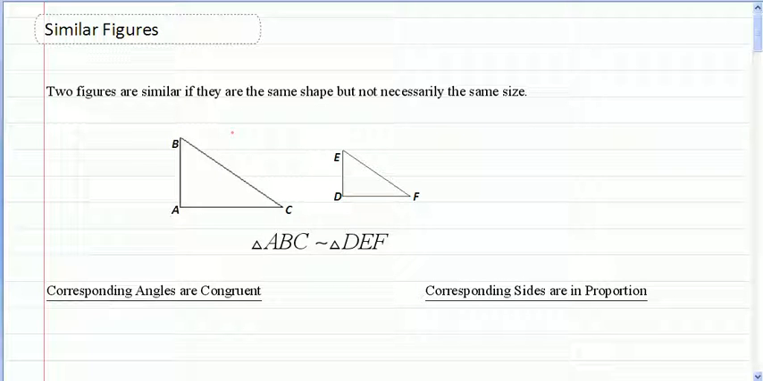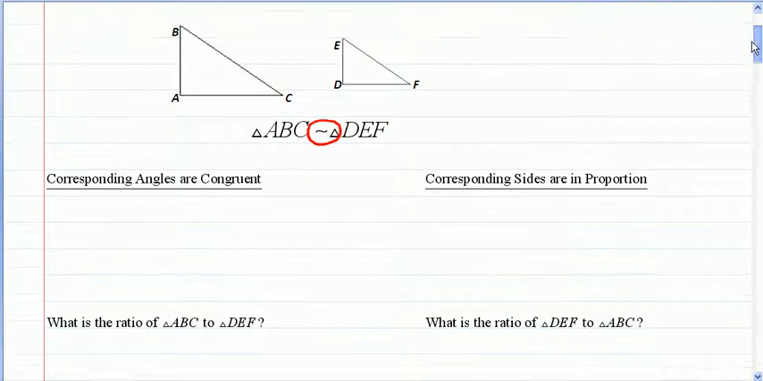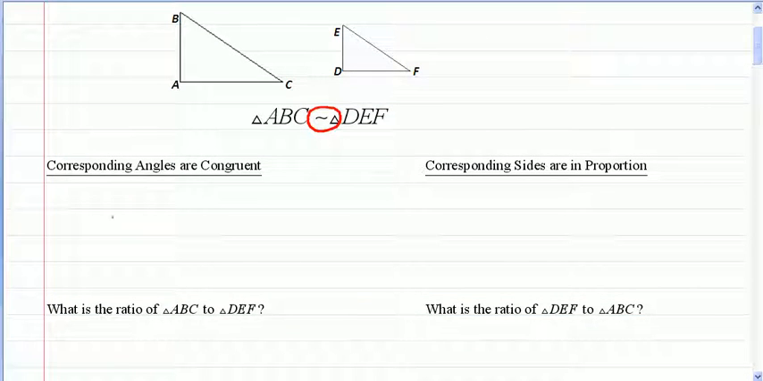In this lesson you will learn about similar figures. Two figures are similar if they are the same shape but not necessarily the same size. So in these two triangles, triangle ABC and DEF, this symbol is the symbol for similar. And when two figures are similar, the corresponding angles are congruent. Congruent just means that they have equal measure.